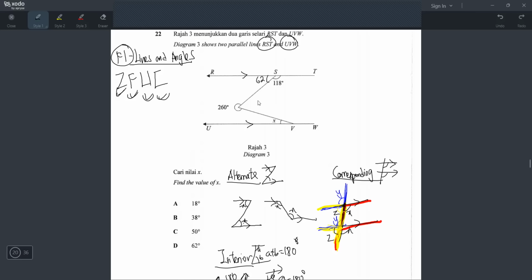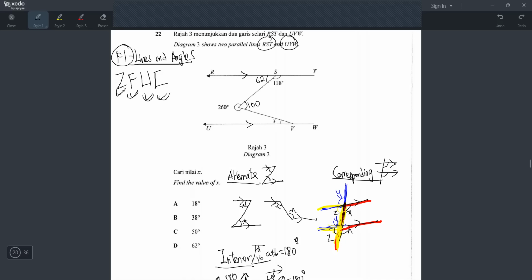And now, what I will do now is I can find this angle, okay? But actually, if I find this angle, it doesn't help, because one circle is 360, but if you minus 260, you will get 100, right? But it cannot help me find the X angle, because the X angle is drawn here.